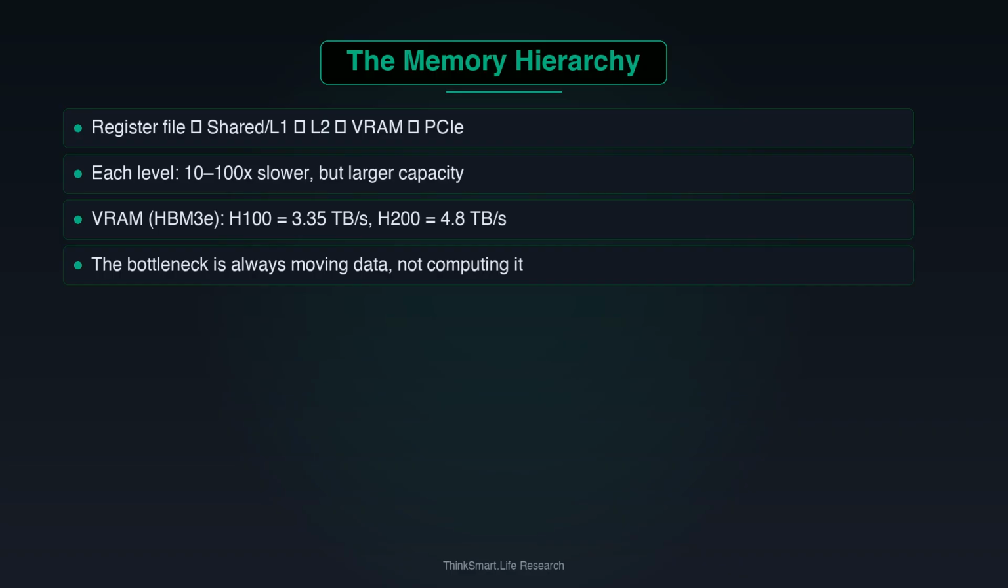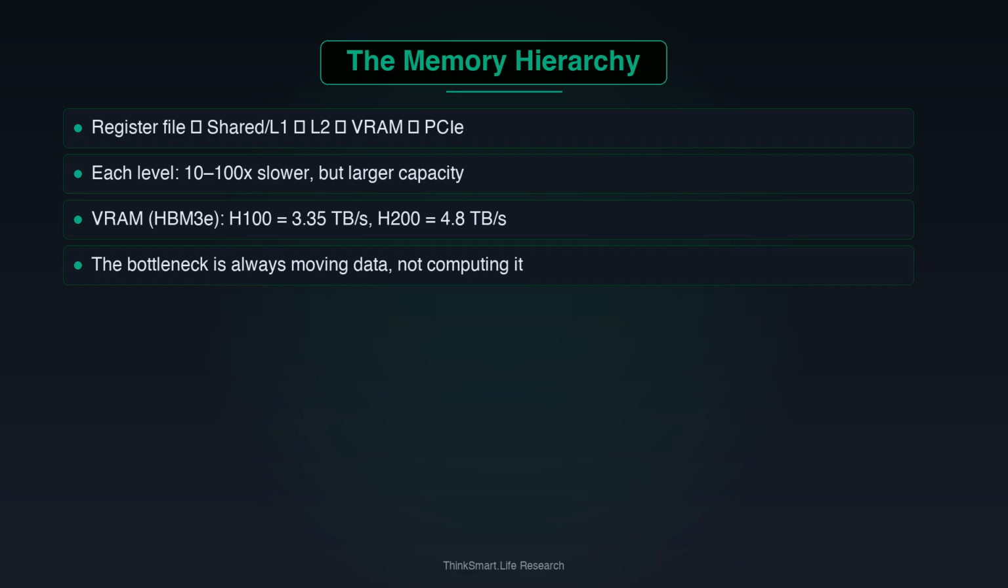And finally, system RAM across PCIe at around 60 gigabytes per second. Crossing the PCIe bus is 50 to 80 times slower than VRAM. If any part of your model lands in system RAM during inference, performance collapses.